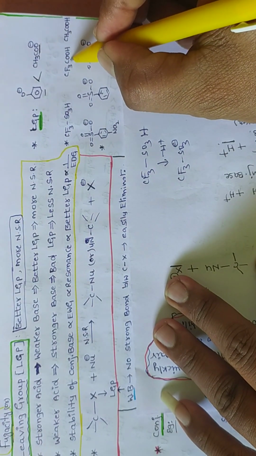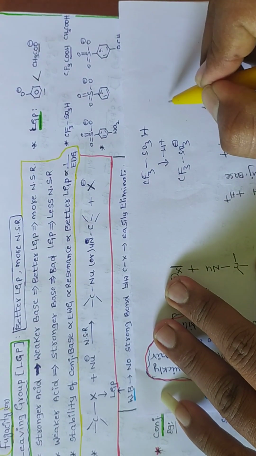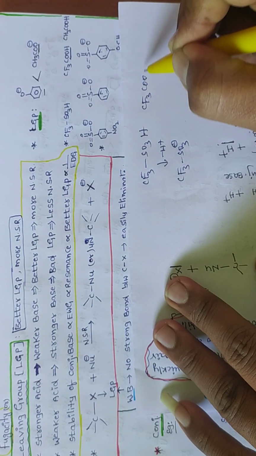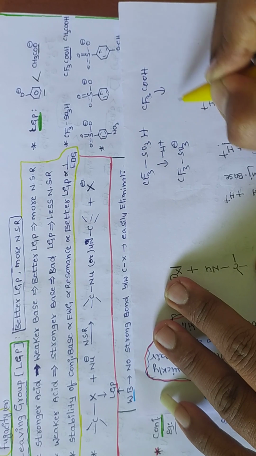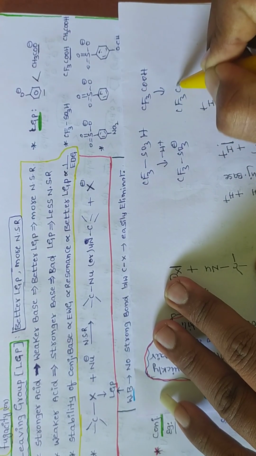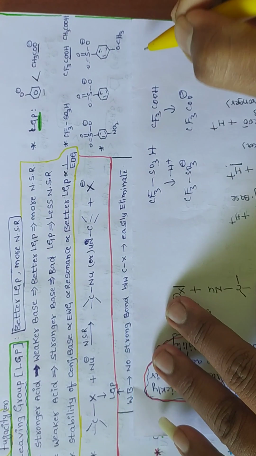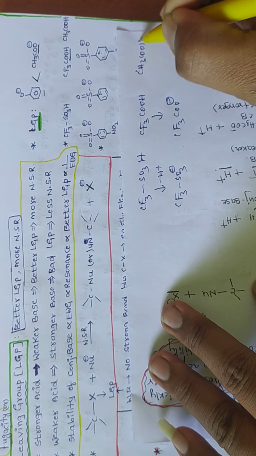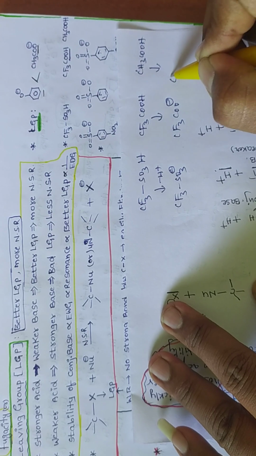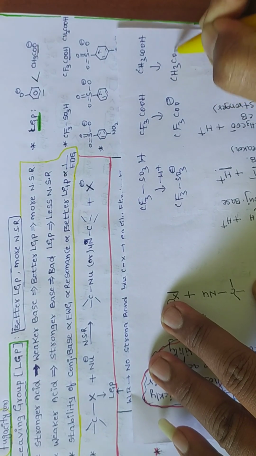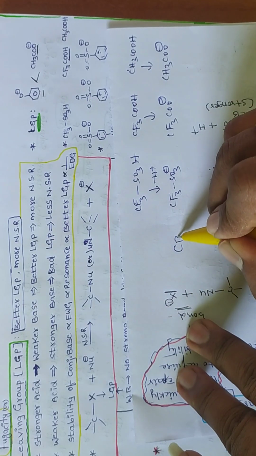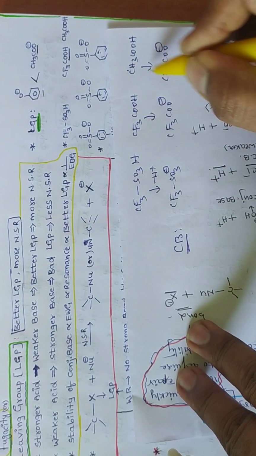Next, write its conjugate base. CF3COOH, write its conjugate base. CF3COO minus. Next, CH3COOH, write its conjugate base. After releasing the H plus ion, what are they forming? Conjugate bases. These are the conjugate bases of these acids.